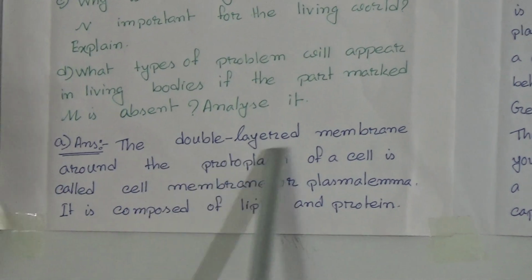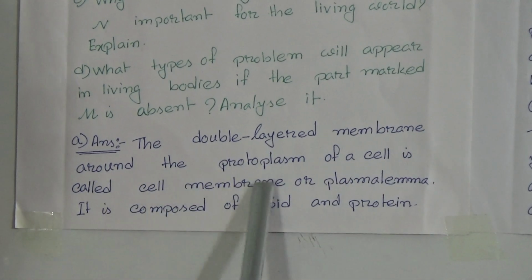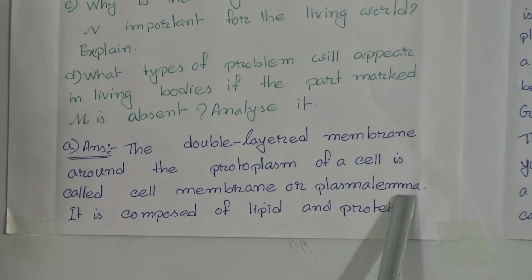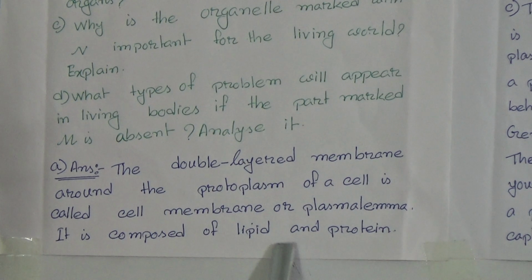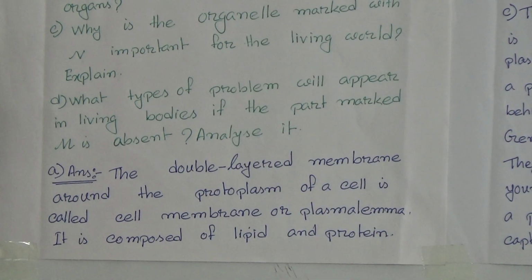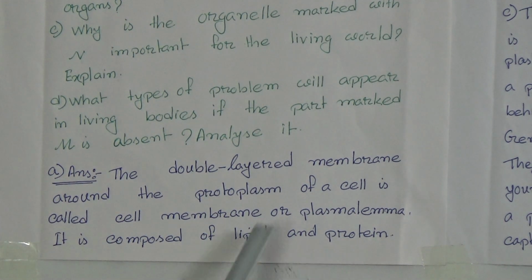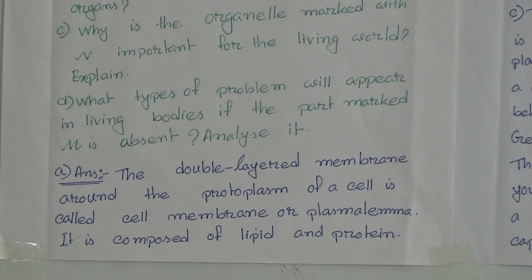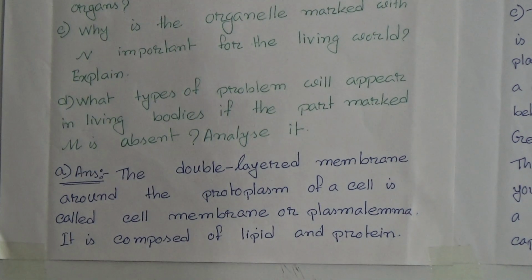Number A answer, what is plasmalemma? Answer: the double-layered membrane around the protoplasm of a cell is called plasma membrane or plasmalemma. It is composed of lipid and protein. So, plasmalemma is a double-layered membrane around the protoplasm of a cell, called plasmalemma or cell membrane, and it is composed of lipid and protein.